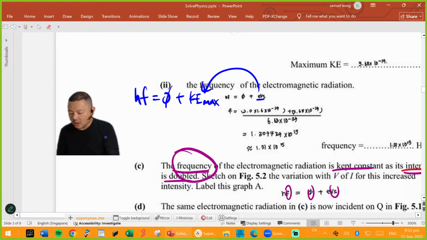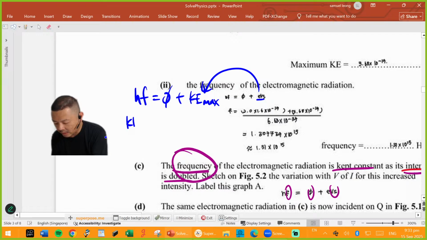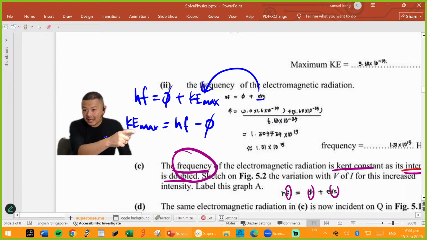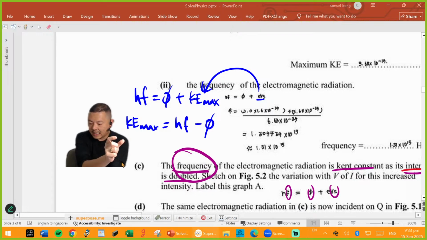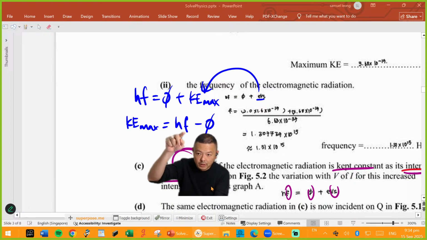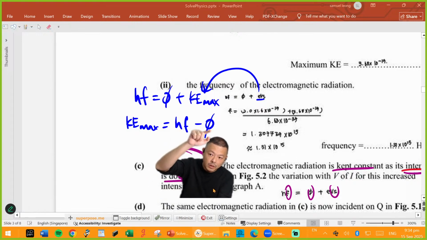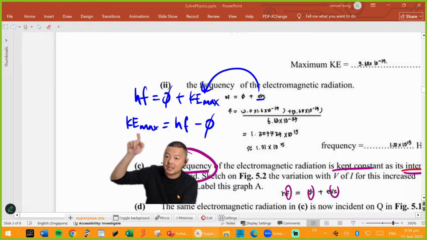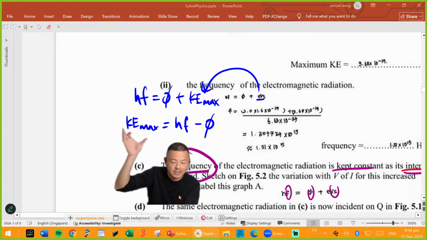The working. So what I like to do, most of the times whenever I do this kind of quantum questions for myself, I like to rearrange it so that it looks like this. So KE max is equal to hf minus phi. I like to write it like that because it reminds myself that the amount of KE the electron has is basically after it absorbed the photon and then minus off the amount of energy needed to come out of the metal, the work function. Then that's the remaining energy that it has. So this is the residual KE.